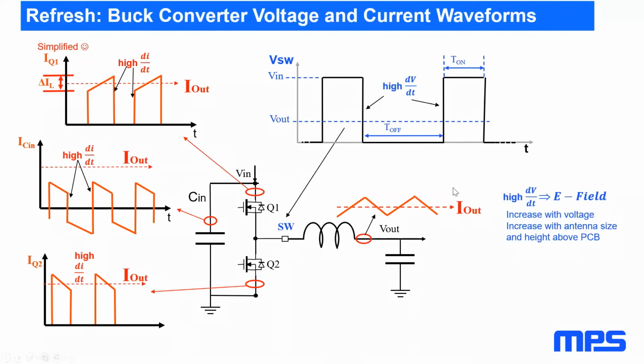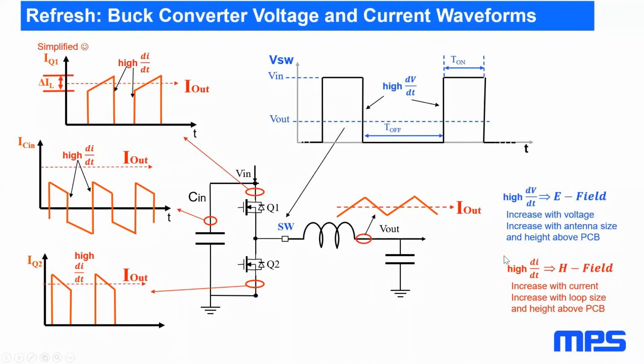For our EMC performance, the high dV/dt means E-field radiation. So this increases with the input voltage. The higher the Vin, the higher the E-field radiation, but it also increases with the antenna size and height above PCB. This is mainly the inductor, which is connected to the switch node and acts as E-field antenna.